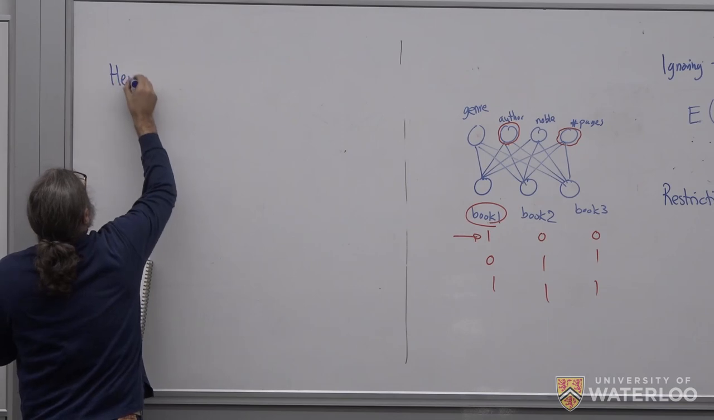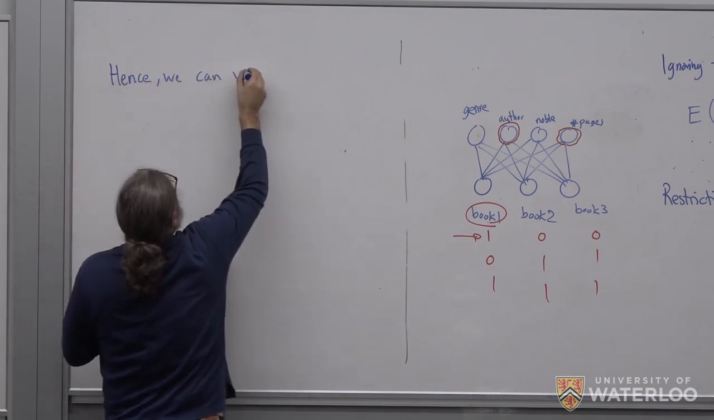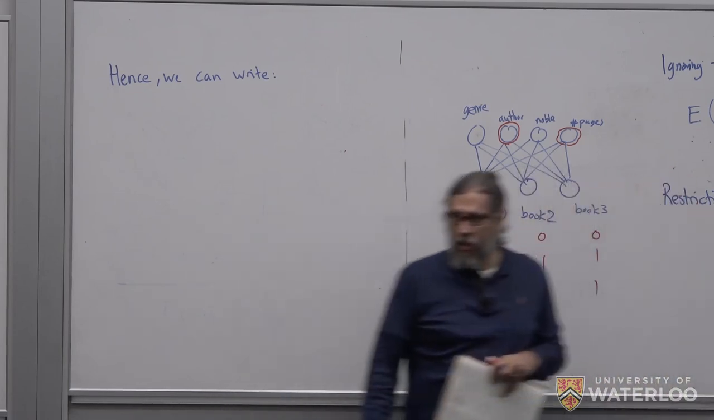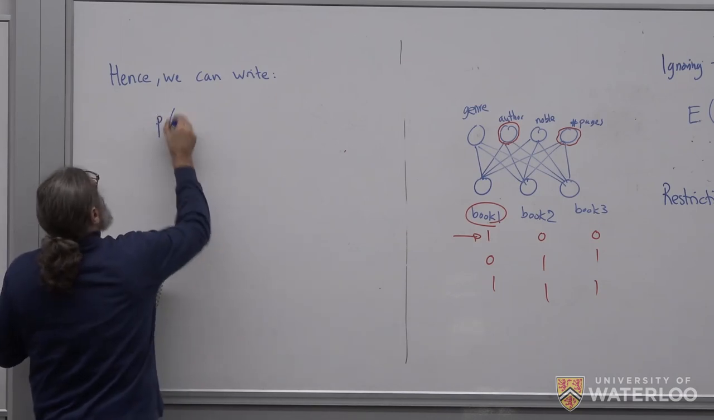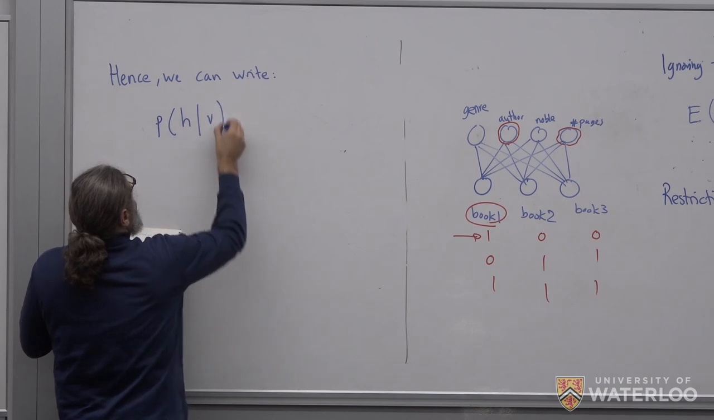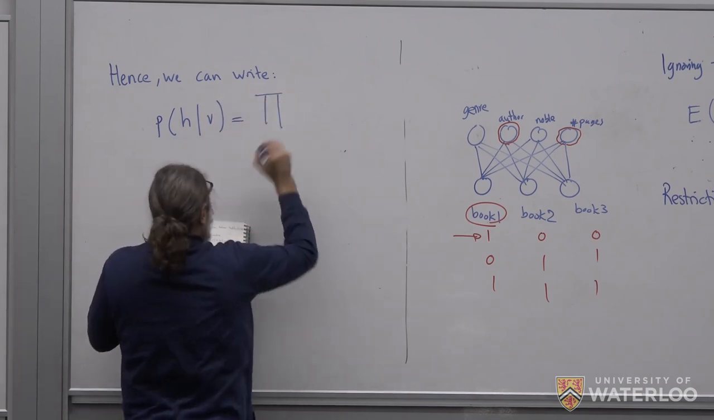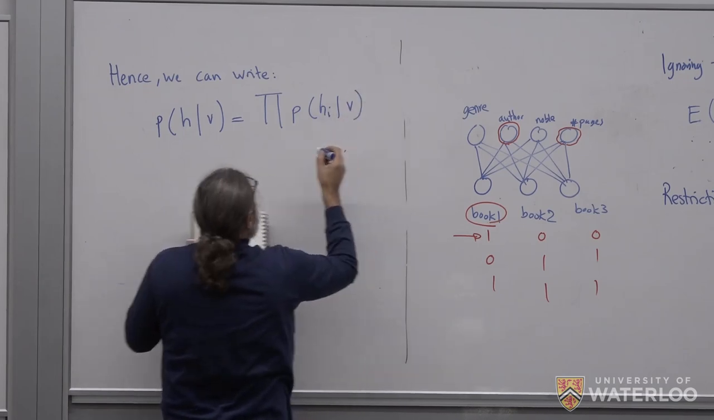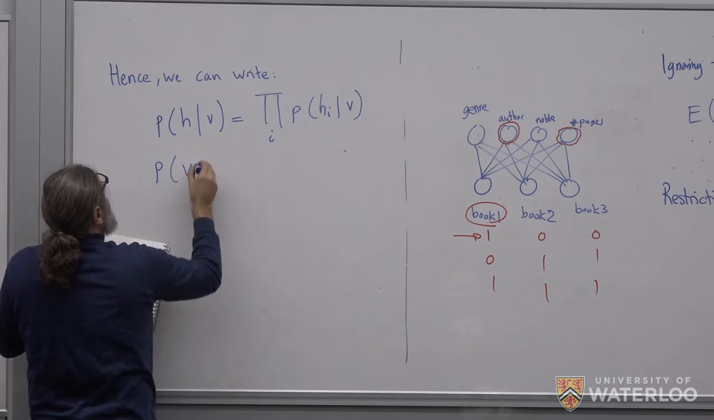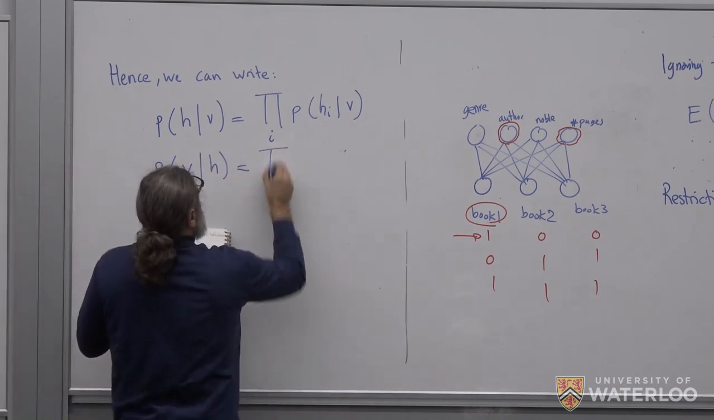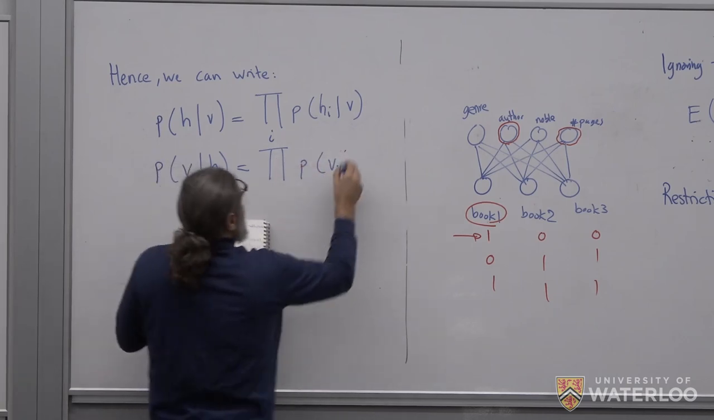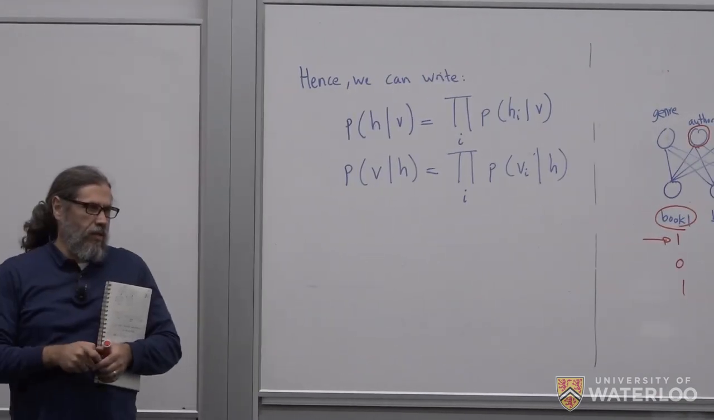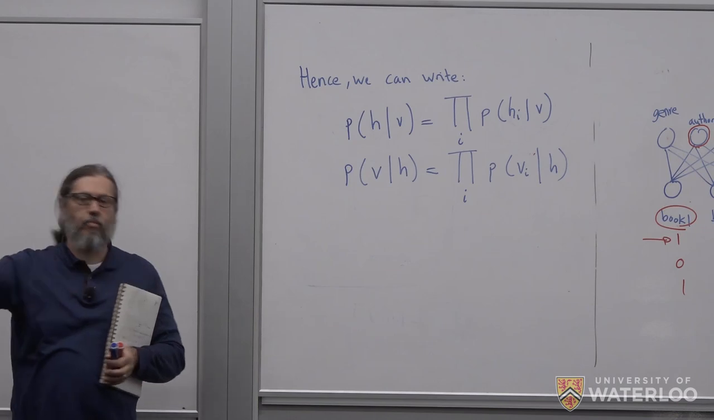So, hence we can write, if I get rid of the bias and I assume there is conditional independence, then I can write that the probability of the hidden neurons given the visible neurons is the product of the probability of each hidden neuron given the visible neurons, over J. The same way, the probability of the visible neurons given the hidden neurons is the product of the probability of V sub I given the hidden neurons, over I. Because if they are independent, I can just multiply the probabilities.